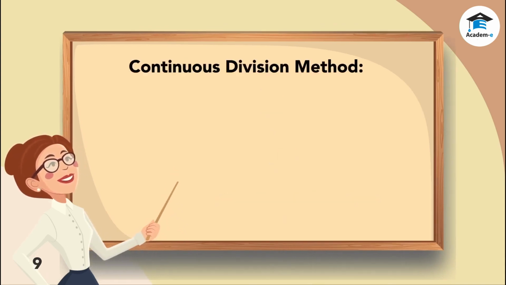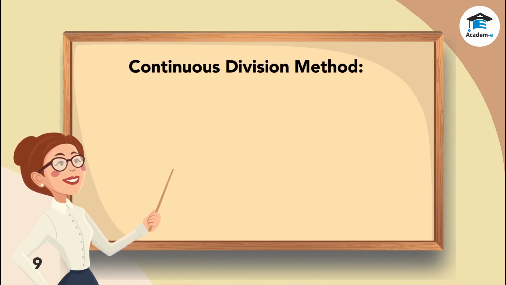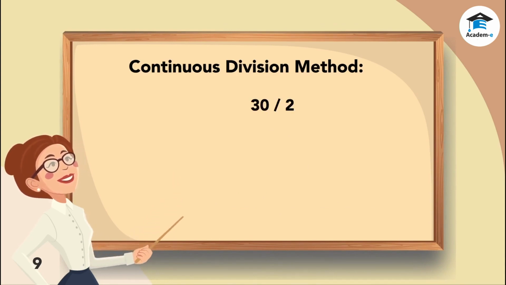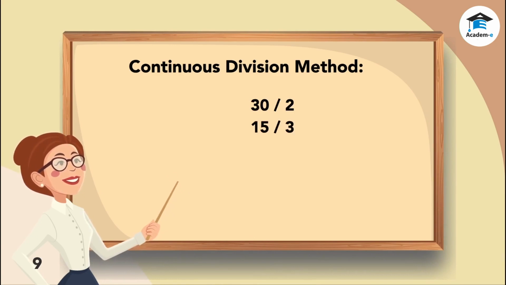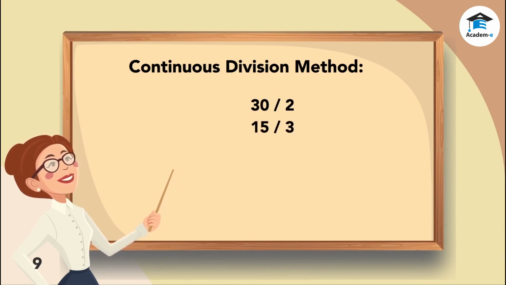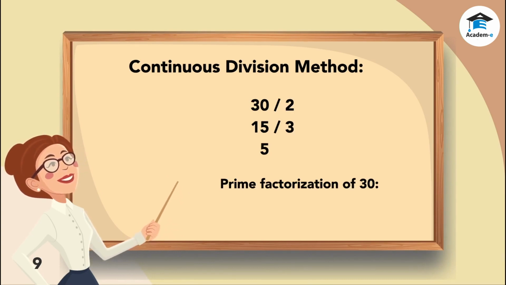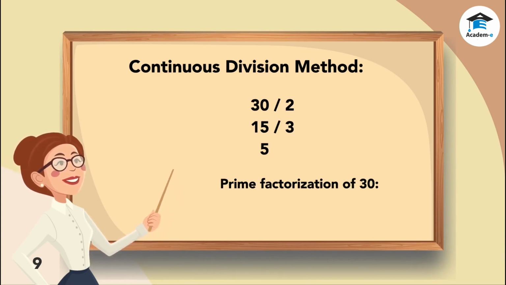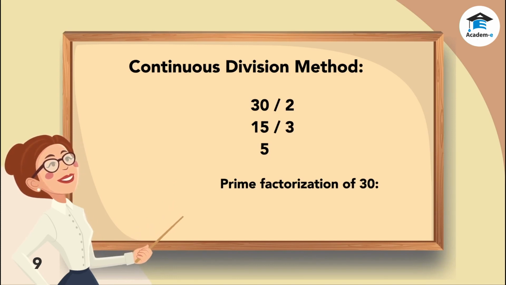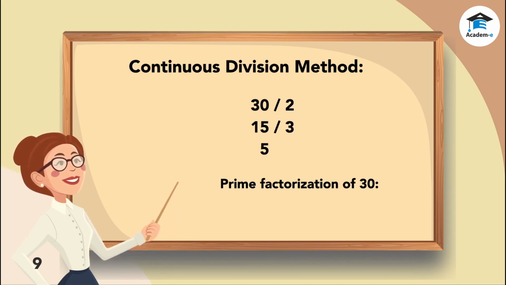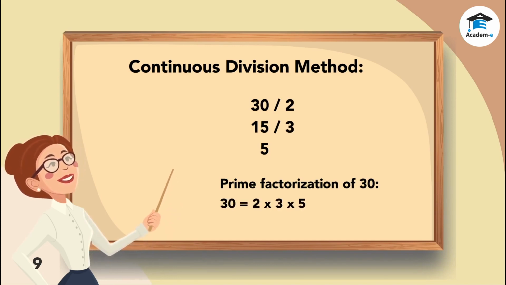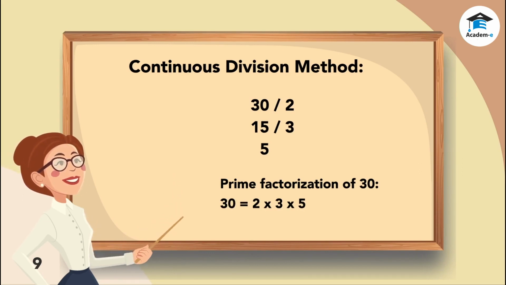You can also do the continuous division method for prime factorization. 30 divided by 2 equals 15. 15 may be divided by 3, and the answer is 5. This therefore is the prime factorization of 30. 5 is already a prime number, and so we can stop dividing there. 30 equals 2 times 3 times 5.